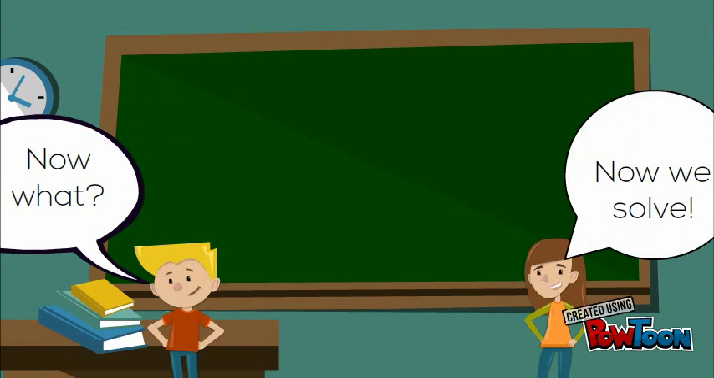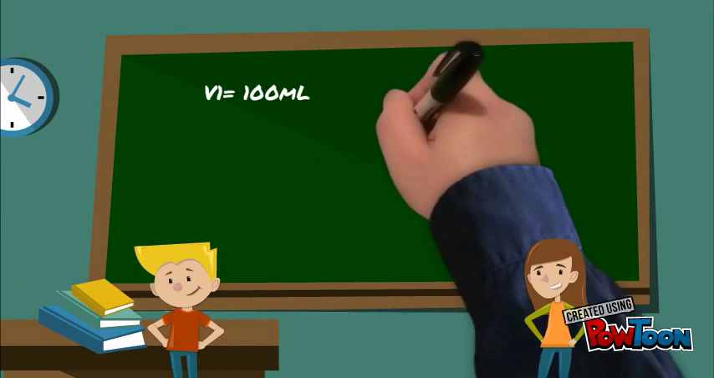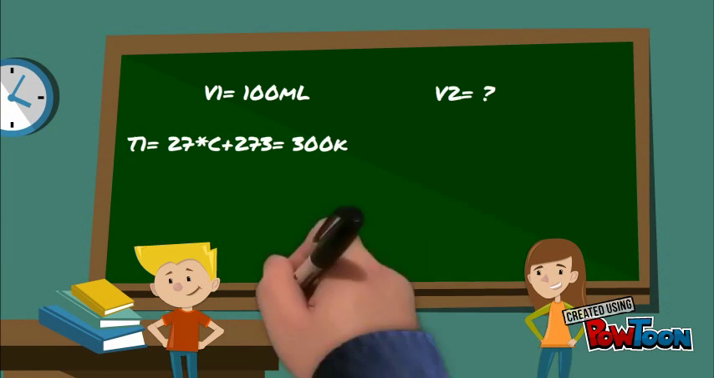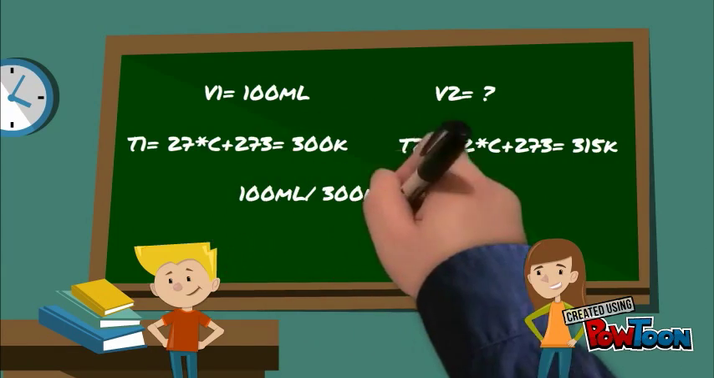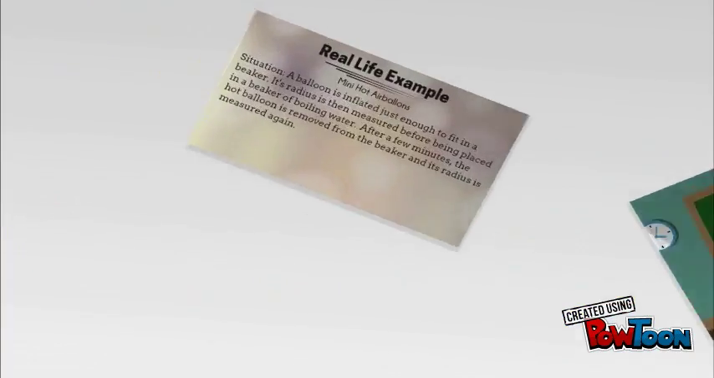Now what? Now we solve. As before, find your givens. Now you will solve for V2 using V1 divided by T1 equals V2 divided by T2. And you find that V2 equals 105 milliliters.